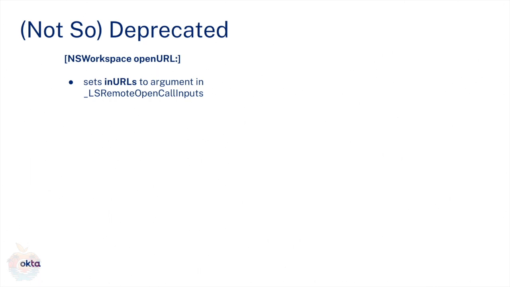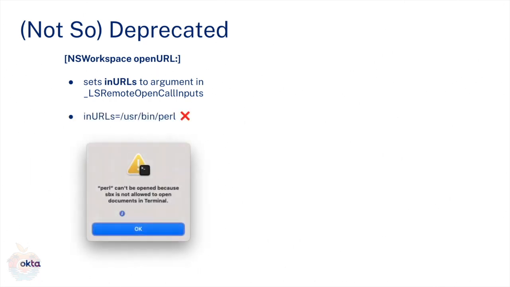Now, what if we passed not an app, not a bundle, but a Unix executable? What if we passed Perl? You'd see a prompt like this if you tried to do that. What would happen is the UTI of Perl would be evaluated to public.unix-executable, and then the binding for Unix executable would be evaluated to see that Terminal has registered to open it, and then some checks there are going to prevent that from happening.